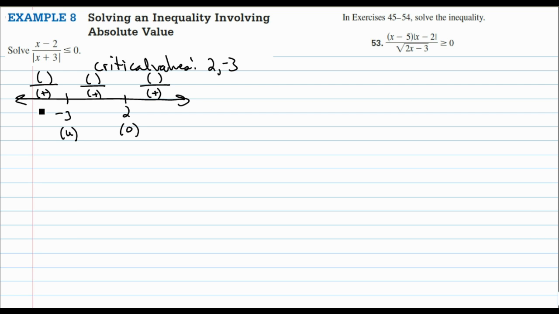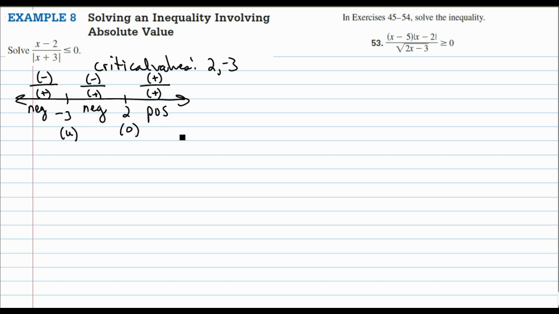So an x value to the left of negative 3 is going to make the numerator negative. An x value between negative 3 and 2 is going to make the numerator negative. And then an x value after positive 2 is going to make the numerator positive. So overall, I have negative values here, negative values again here, and then positive values there.